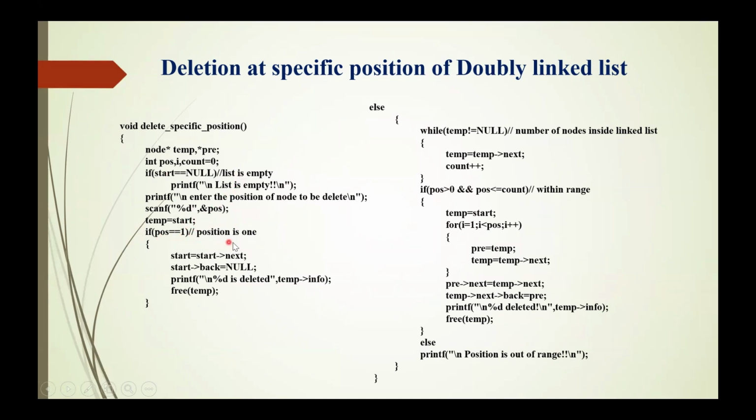We have to check whether position is 1 or not. If the position is 1, then we have to perform certain operation. Otherwise, we have to check whether it is within the range or not. Within the range, only then deletion is possible. Otherwise, we have to write down the error message that position is out of range.